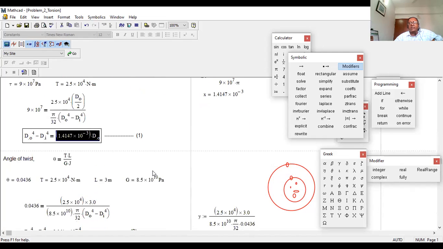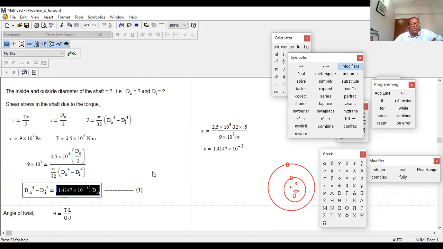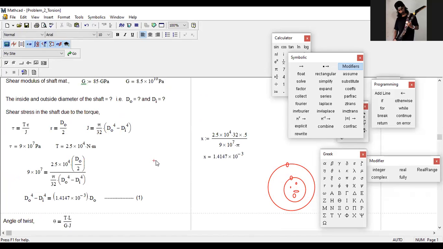Now we use the second equation. Any question? Sir, this pipe is hollow. That's why we are taking only D naught. But if there was a material like two materials, then what should we do? Suppose the outer is not hollow.